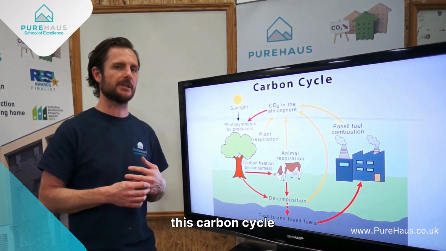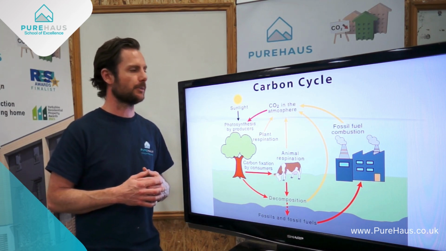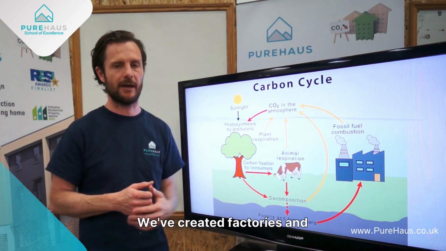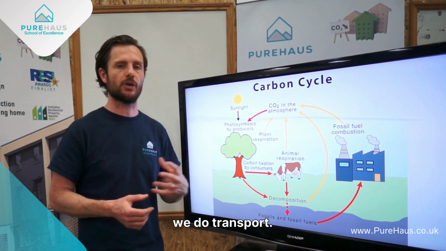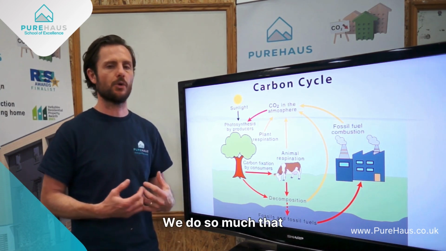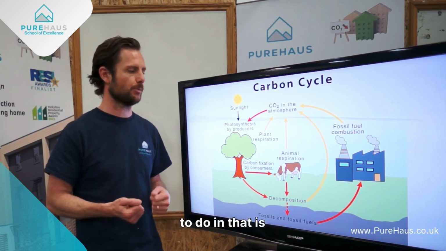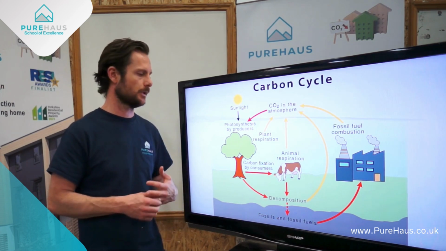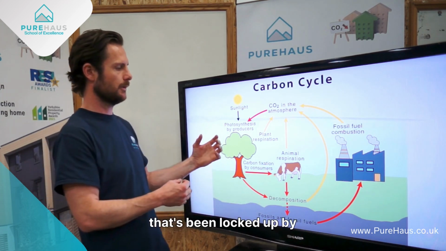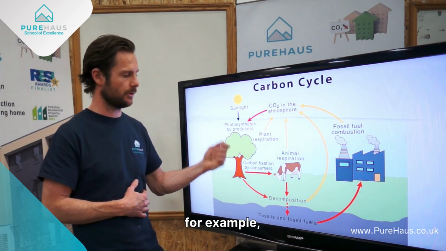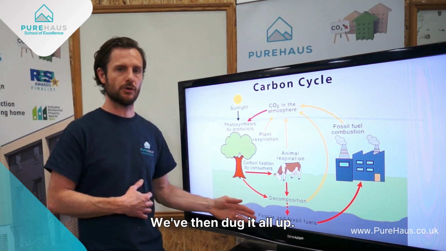There's one problem with this carbon cycle. Since mankind has come along and we consume huge amounts of energy ourselves, we've created factories and the built environments. We do transport. We do so much that consumes energy. And our shortcut to doing that is to burn fossil fuels from the ground. Fossil fuels are essentially all the carbon that's been locked up by trees, for example, and gone down into the ground over millennia. We've then dug it all up.